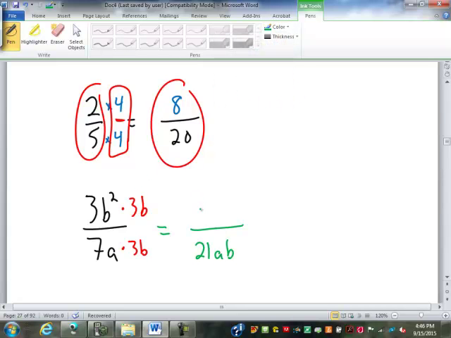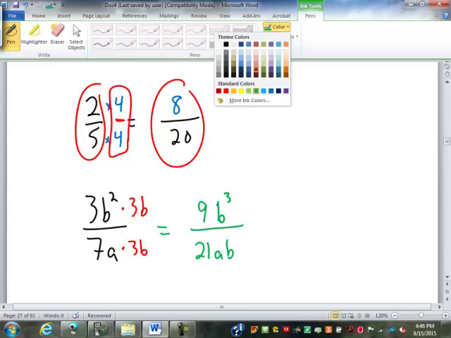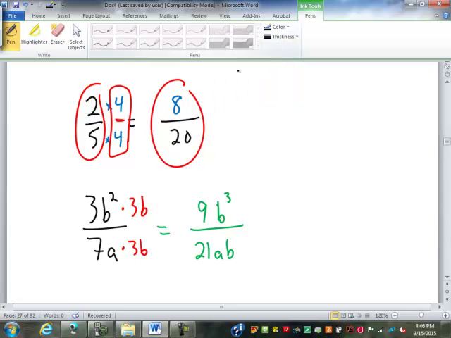3 times 3 is 9. B squared times b, b to the 3rd. So 9b to the 3rd.